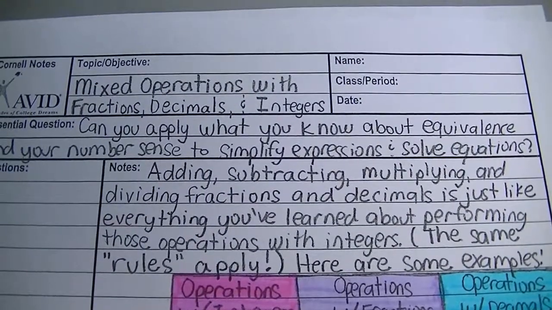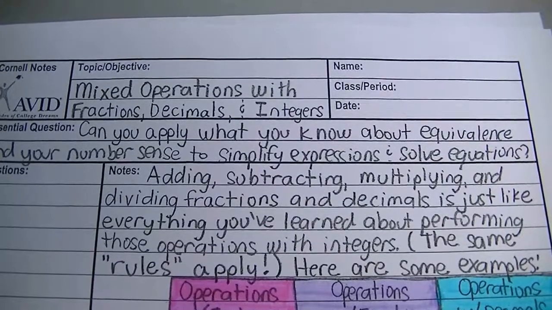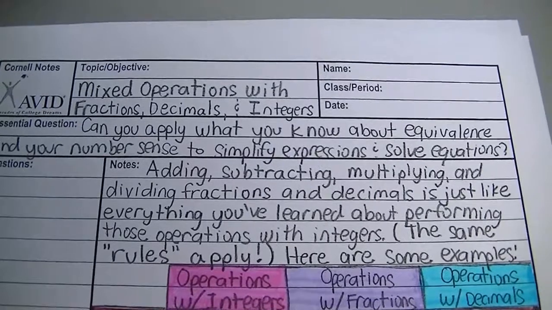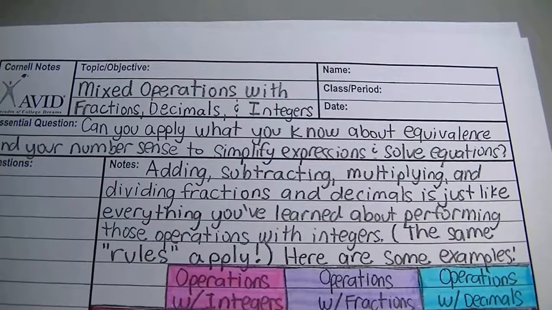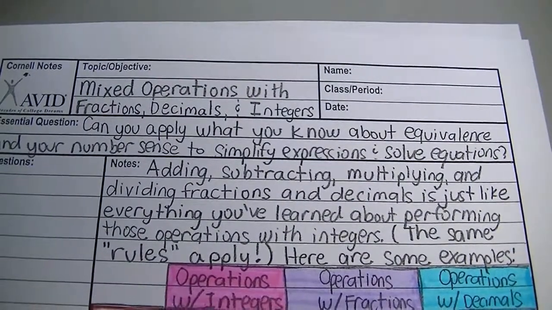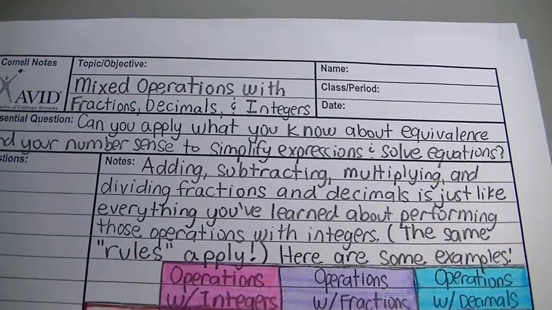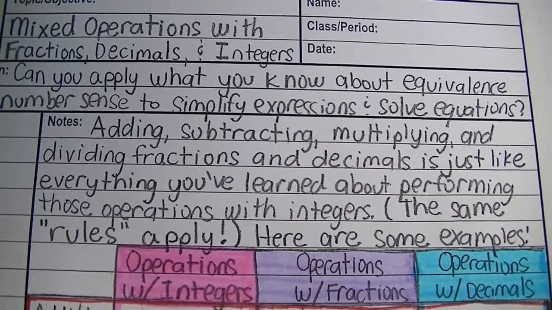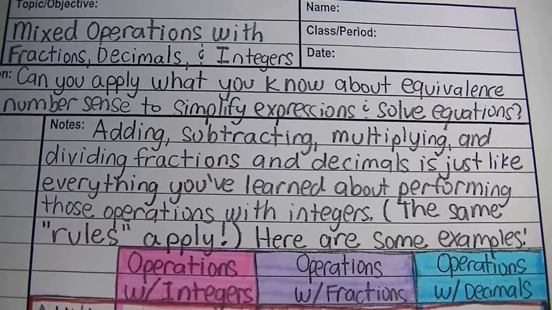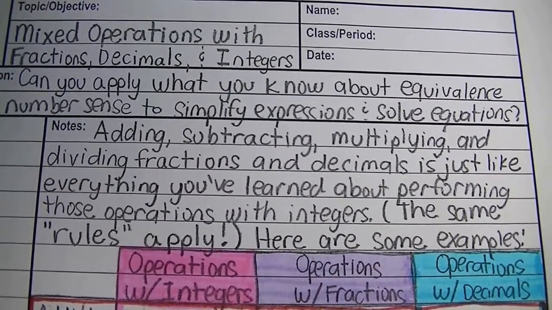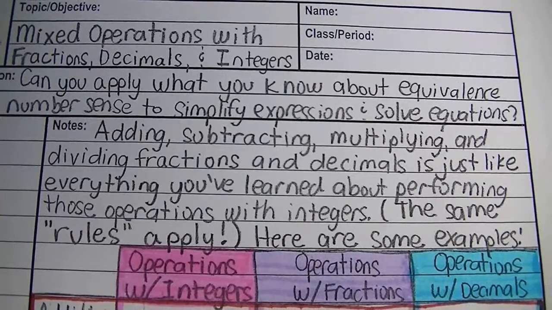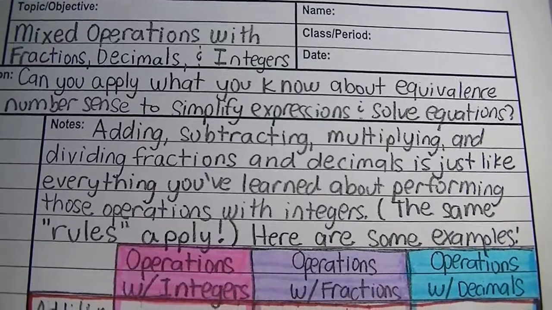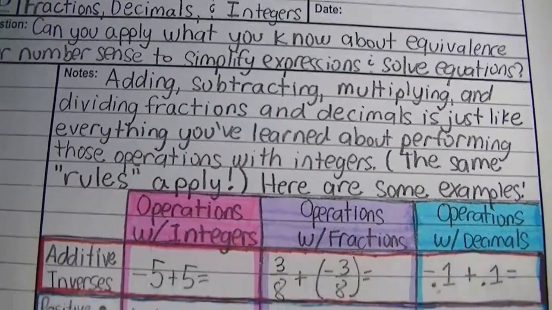The topic is mixed operations with fractions, decimals, and integers. The essential question says, can you apply what you know about equivalence and your number sense to simplify expressions and solve equations? Something that you need to know is adding, subtracting, multiplying, and dividing fractions and decimals is just like everything you've learned about performing those same operations with integers. The same rules apply. So here's some examples.